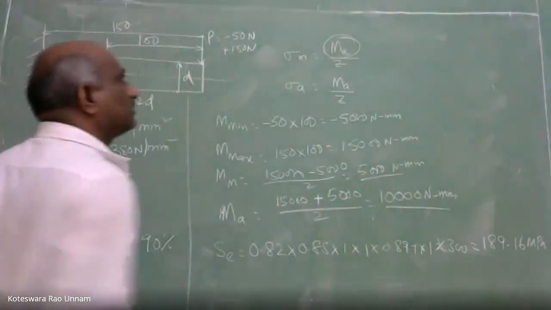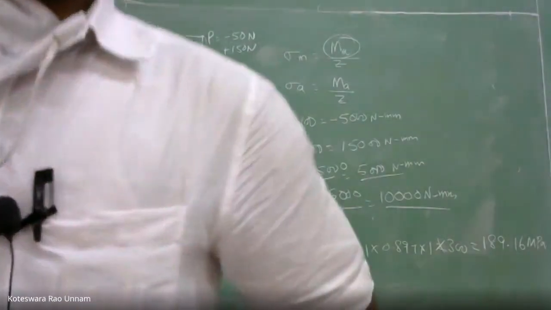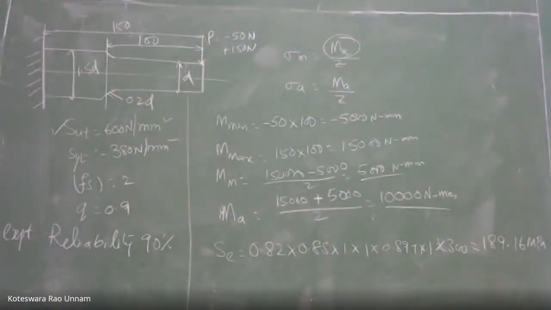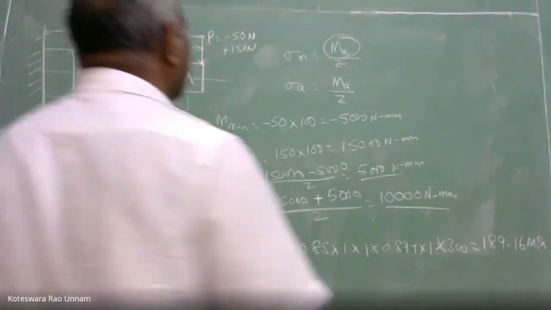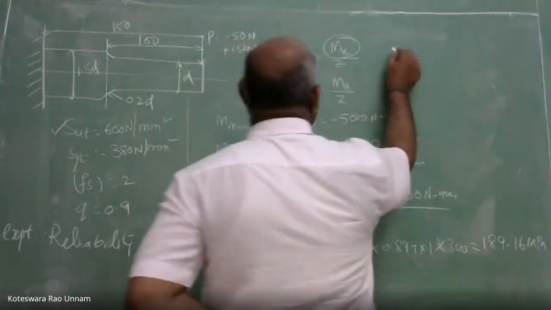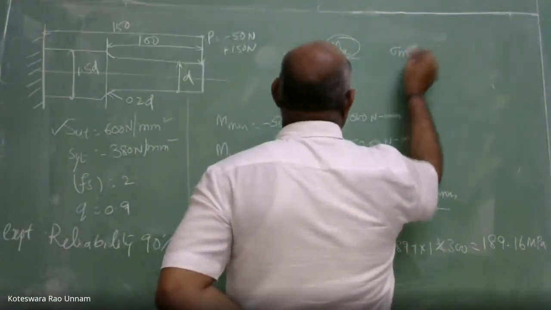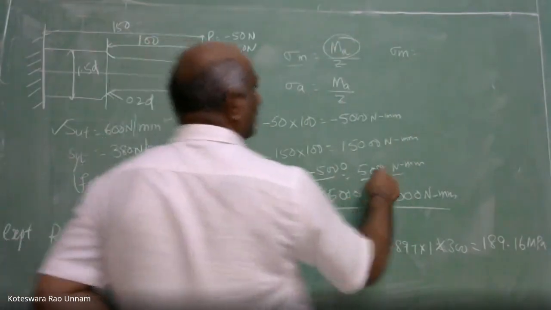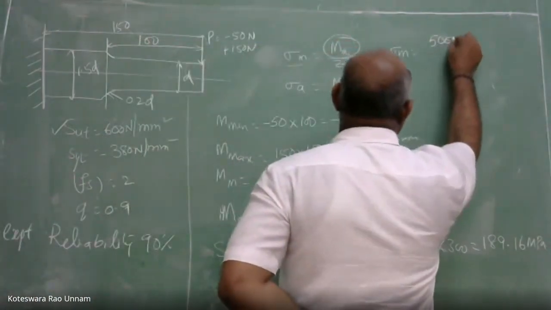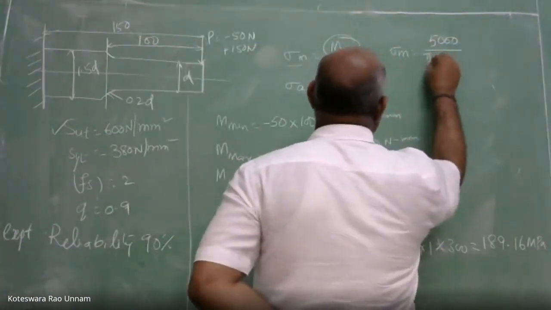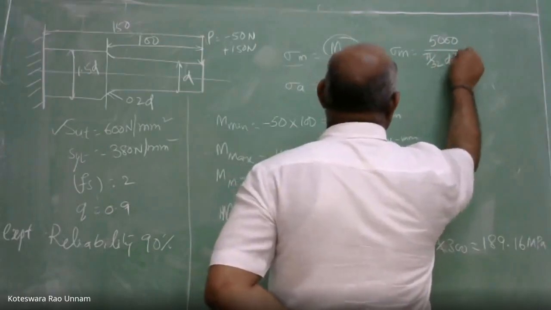I know these two values. Now I know these two values. Then what is your sigma m? Sigma m is equal to mean bending moment. Mean bending moment is 5000 divided by 5 by 32 into d cube.